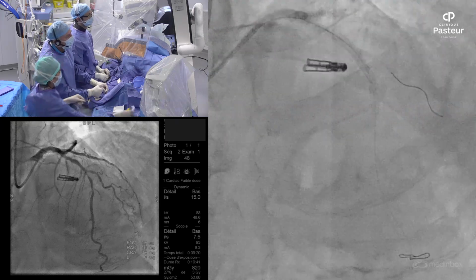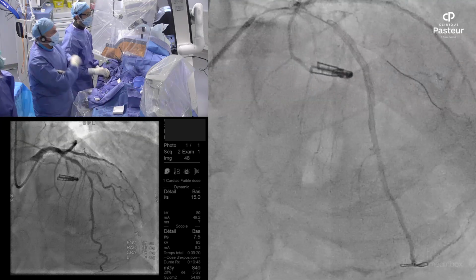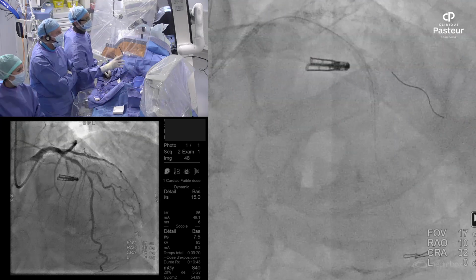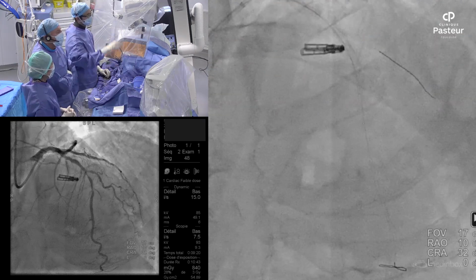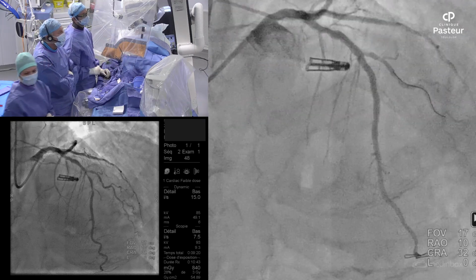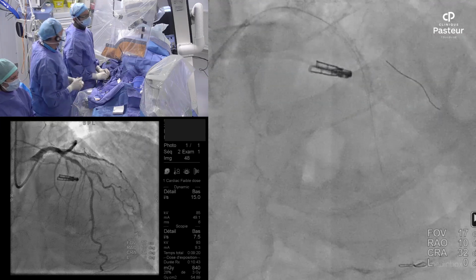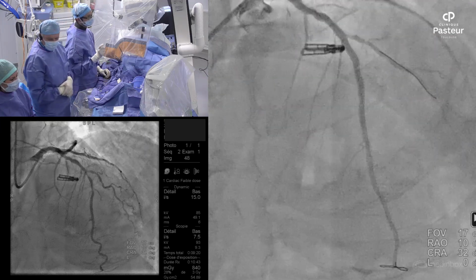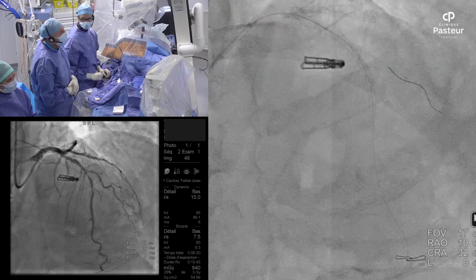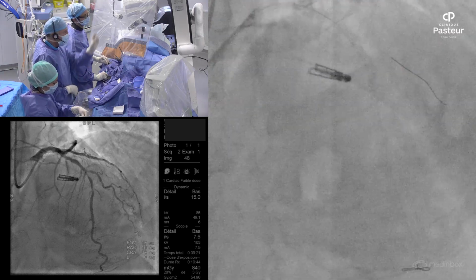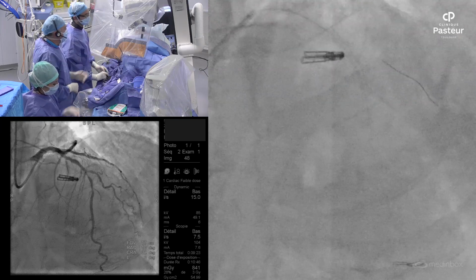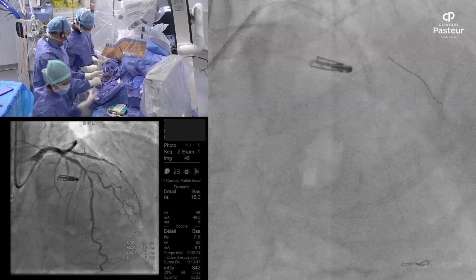So we use a Resolute Onyx 3 millimeters by 34 millimeters length. So the result is good. I think we have to improve the expansion on the mid LAD, but first we will do the POT. Yes, with a 3.5, and with a short balloon, 8 millimeters. I think it will be good. Yeah, I think 8 would be okay. 10 also, because we have a quite longer stent. 8 is for the 28 millimeter stent.